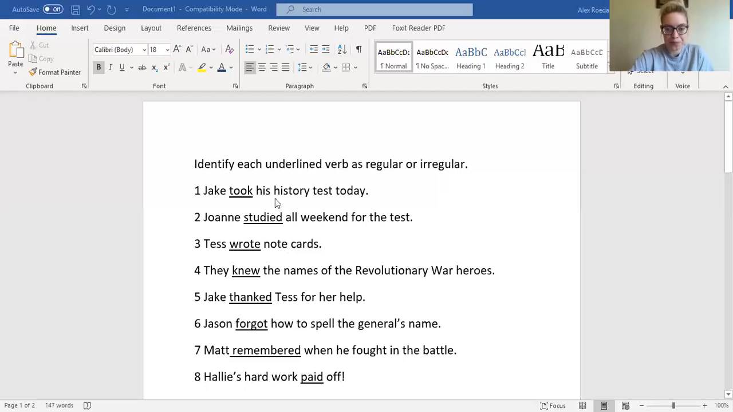For example, let's look at number 1. Jake took his history test today. So we're looking at this verb took. If we look at took here, we see obviously took is the past tense.